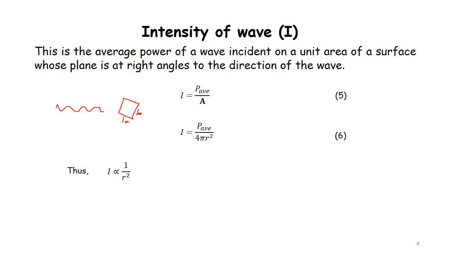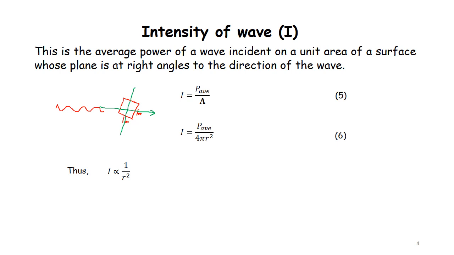And the plane is at right angle to the direction of the wave. So this is the plane of the wave. You see it? So the direction of the wave is like this. The plane is like this. Let me pick another color to help you illustrate that. The plane of the wave is like this. The direction of the wave is like this. This is it.